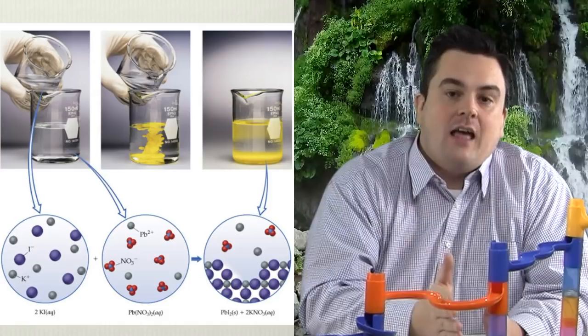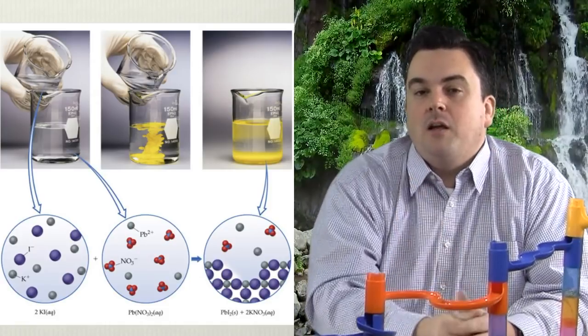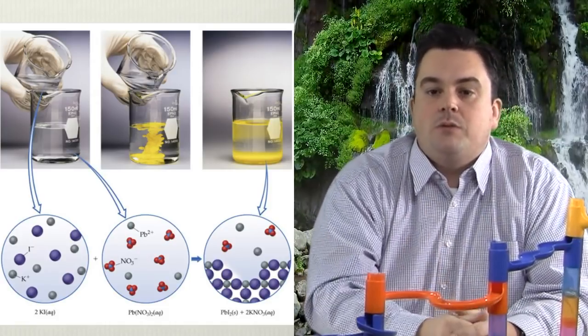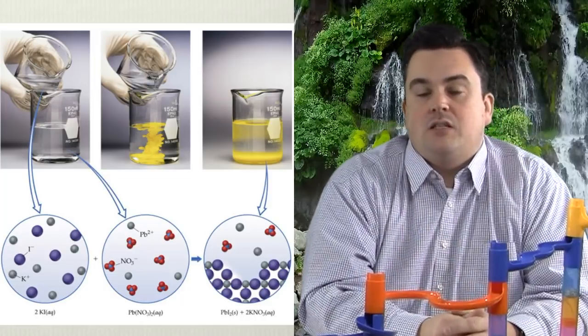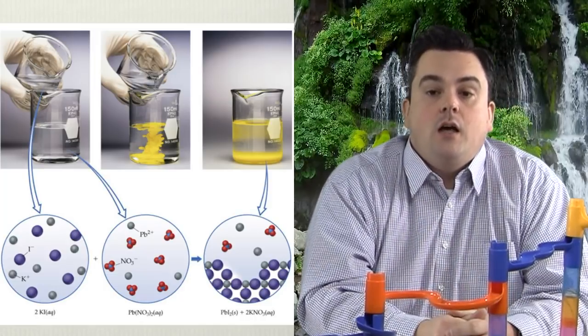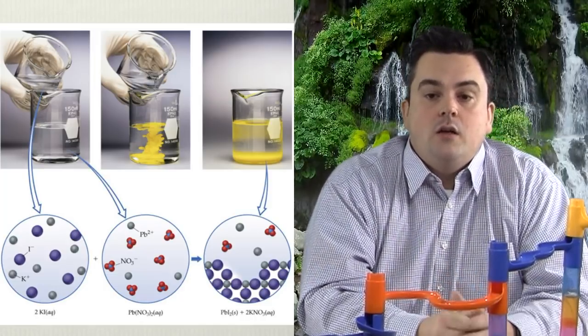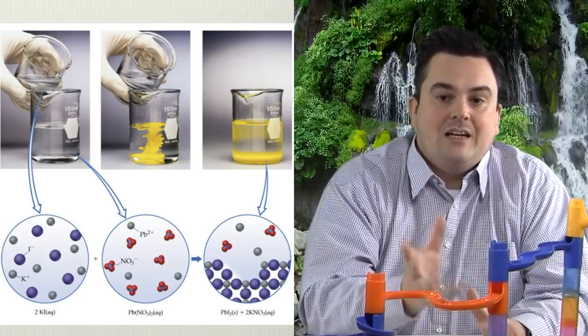And when they collide, they have a reaction. They're actually forming a precipitate. This is a precipitation reaction. That yellow substance that's forming there is our precipitate. And as you can see far to the right, we have fully formed precipitate and it's settled to the bottom.